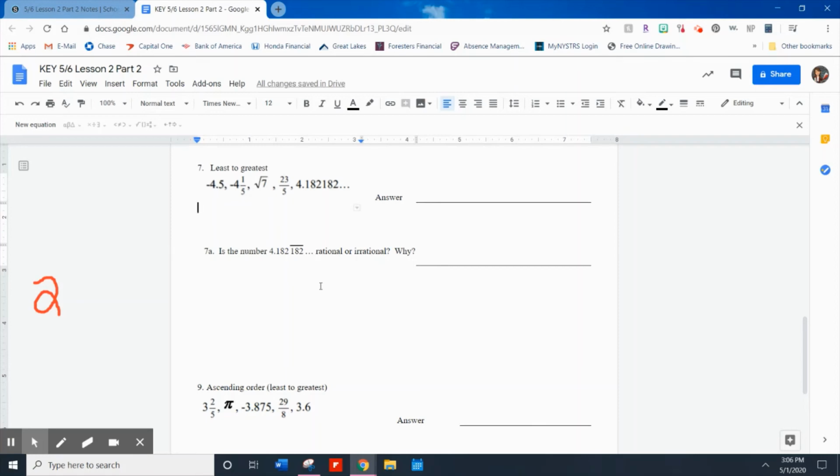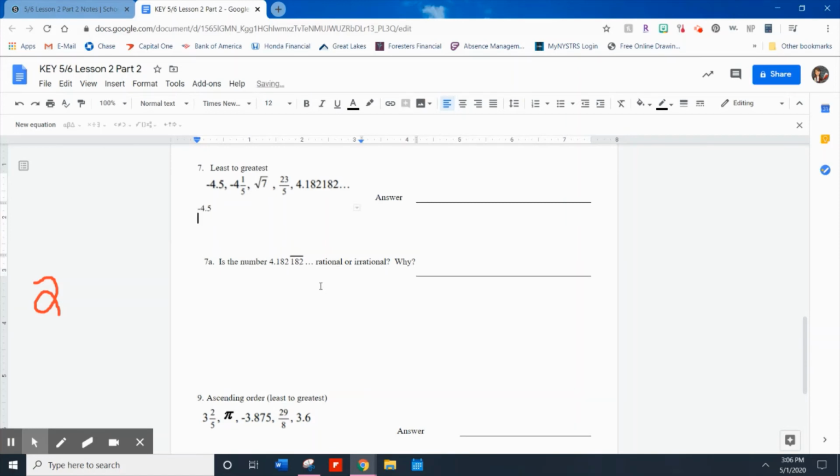So what I recommend is, depending on what you're starting with, like right now we're starting with the least, that means we want to work with our negatives first. So we're only going to do negative numbers first, okay? So we have negative 4.5 and negative 4 1/5. So let's convert that, and that is negative 4.2. Any other negatives? Doesn't look like it. So now be careful. Which one is the smallest? It's going to be negative 4.5 because that's the most negative.